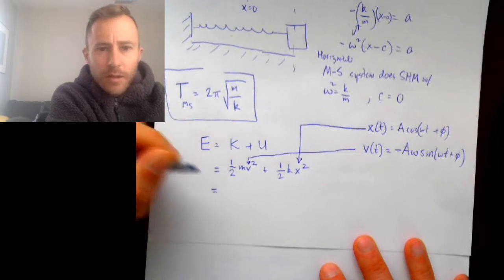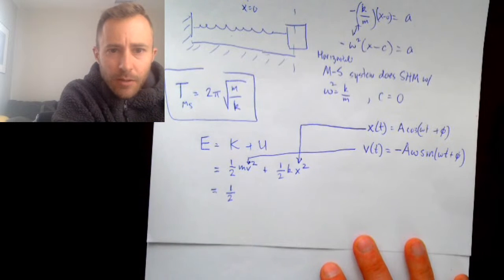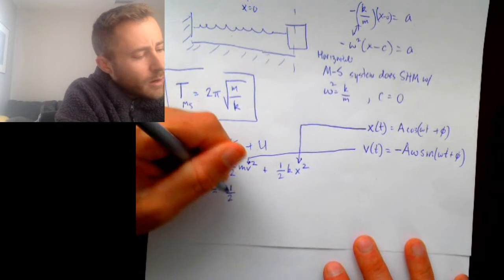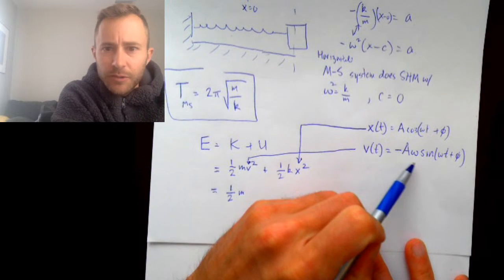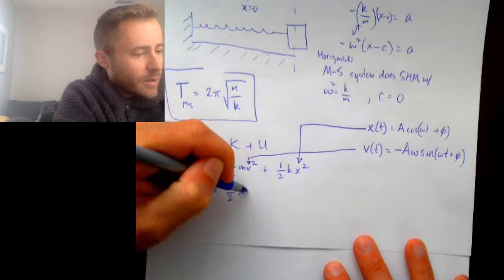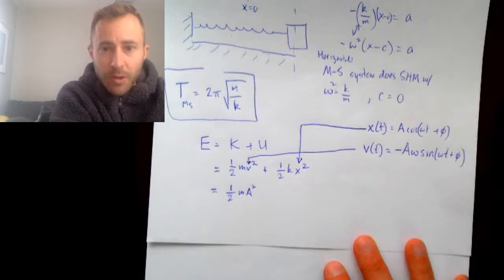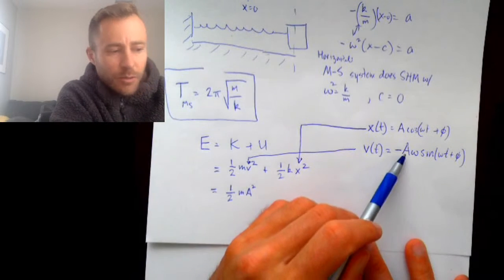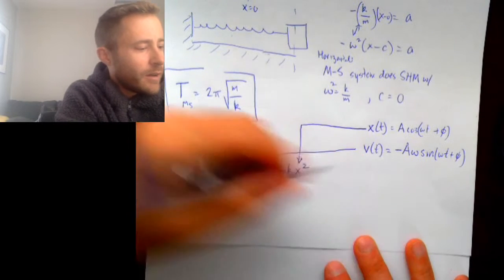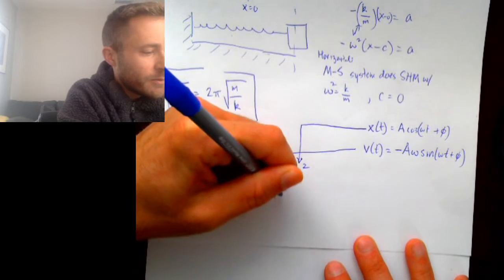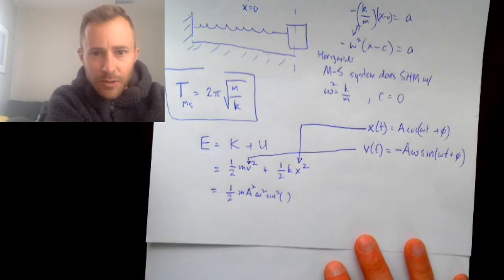So I get 1/2 m times, and then I have to square this, so I get a squared. Well, first of all, minus 1 squared is just 1. A squared is a squared. Omega squared is omega squared. And then I have sine squared of stuff. I'm not going to bother writing this stuff down because it's going to be the same no matter what.